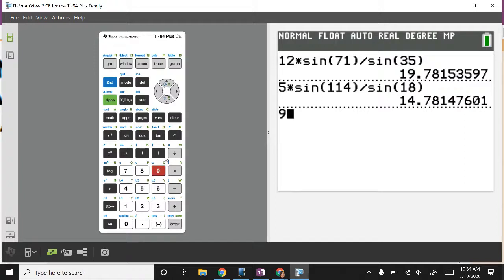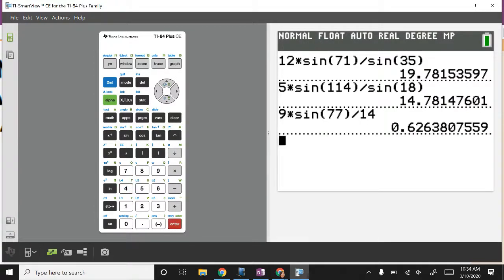9 times sine 77, close parentheses, divided by 14, hit enter, and you get that decimal. Did everybody get that decimal? Okay. Now, instead of rounding that, we're going to make our calculator store it for us.